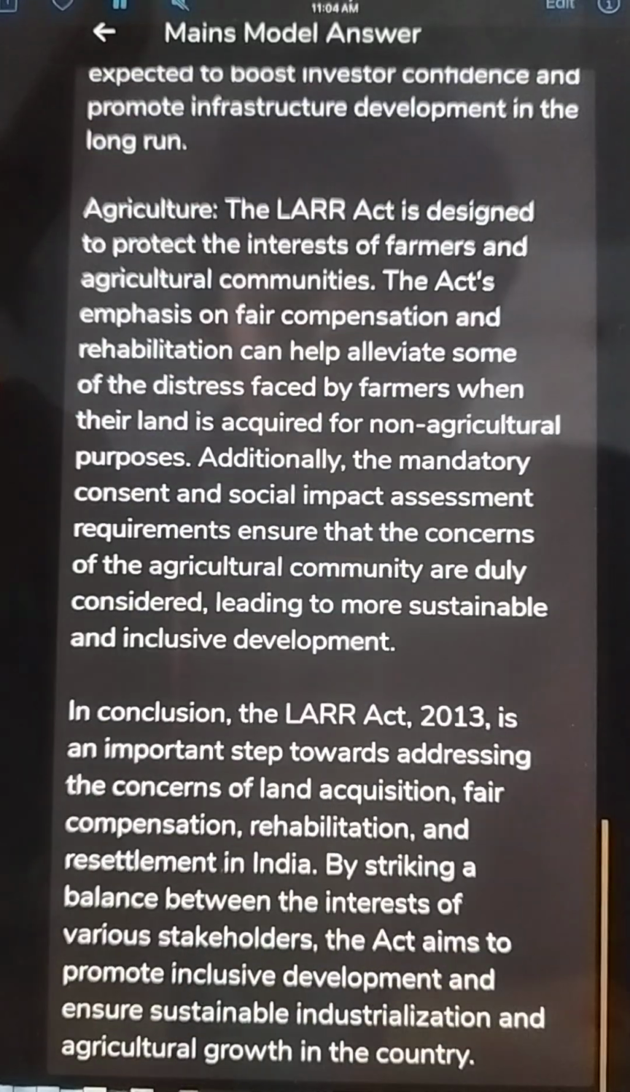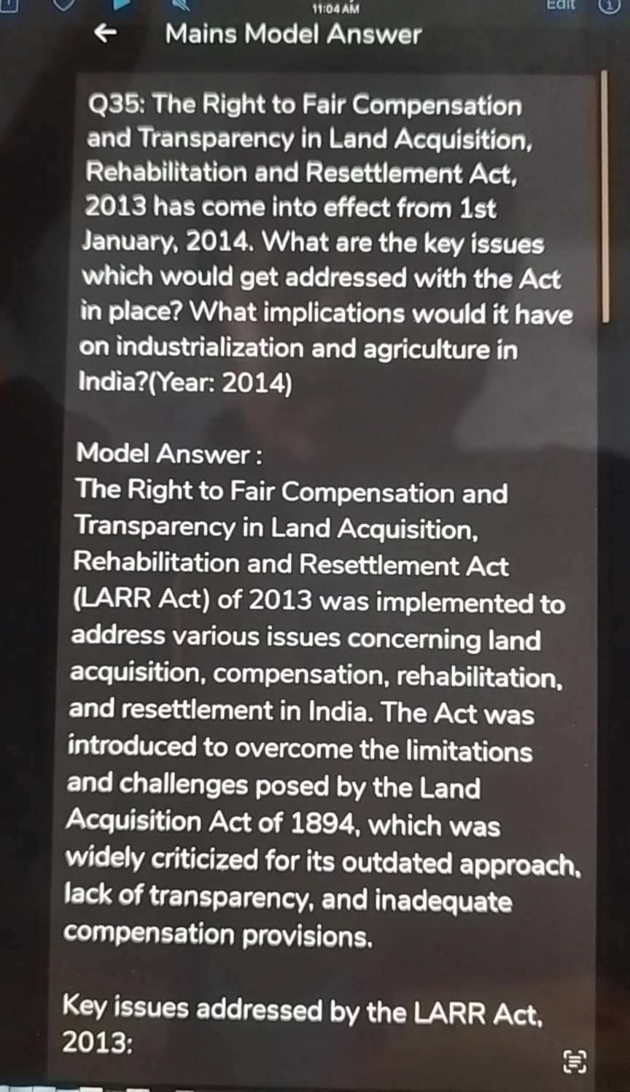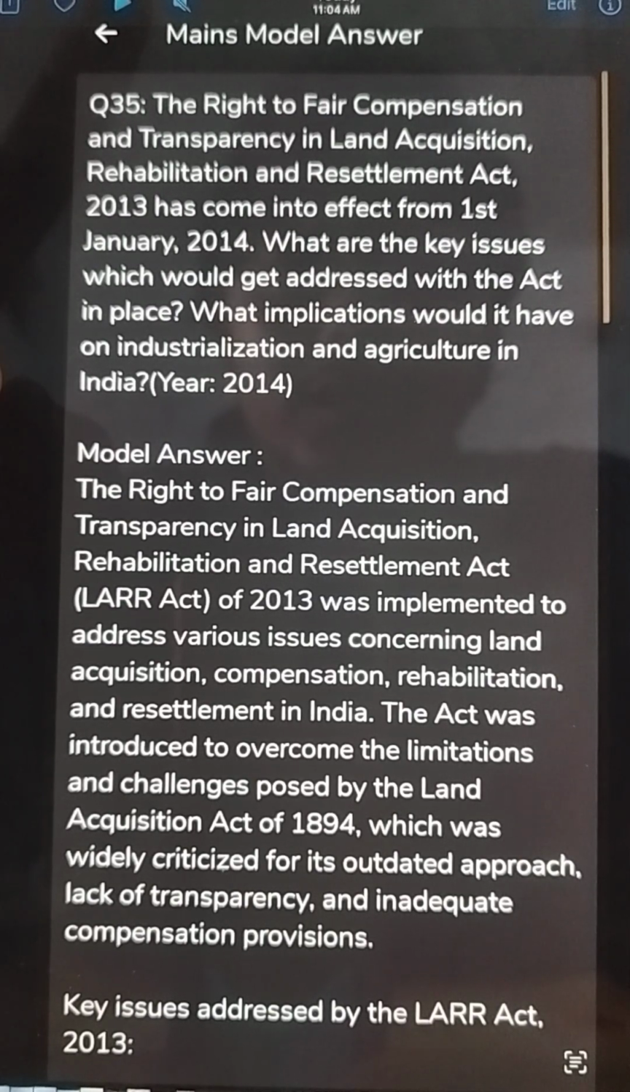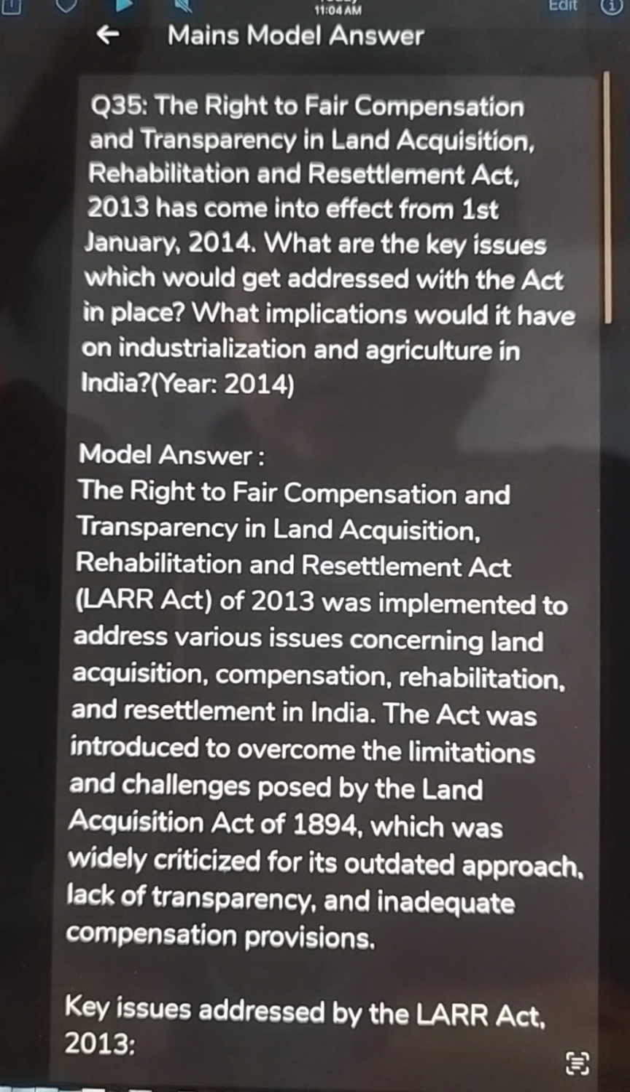Then comes the right to fair compensation and transparency. Next question: the Land Acquisition, Rehabilitation and Resettlement Act 2013 has come into effect from 1st January 2014. What are the key issues which would get addressed with the Act in place? What implications would it have on industrialization and agriculture in India?